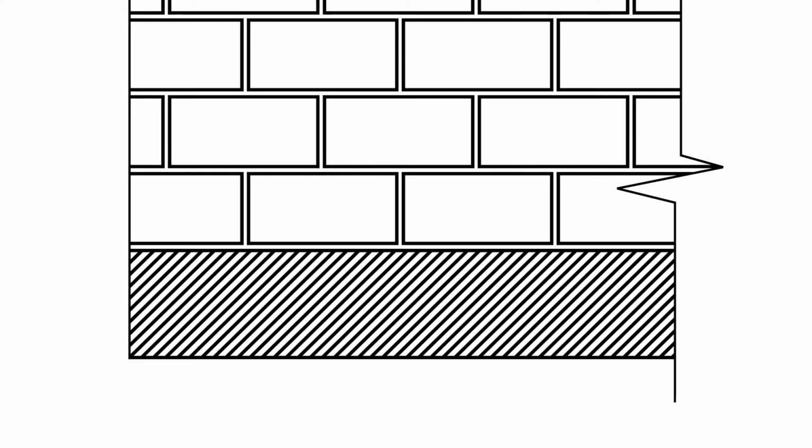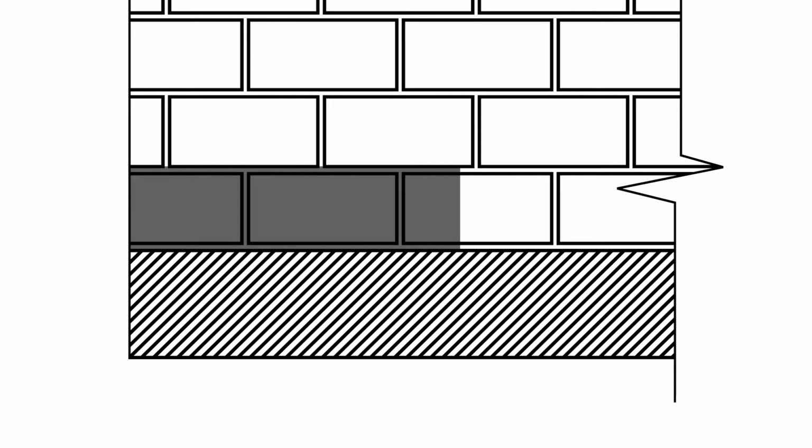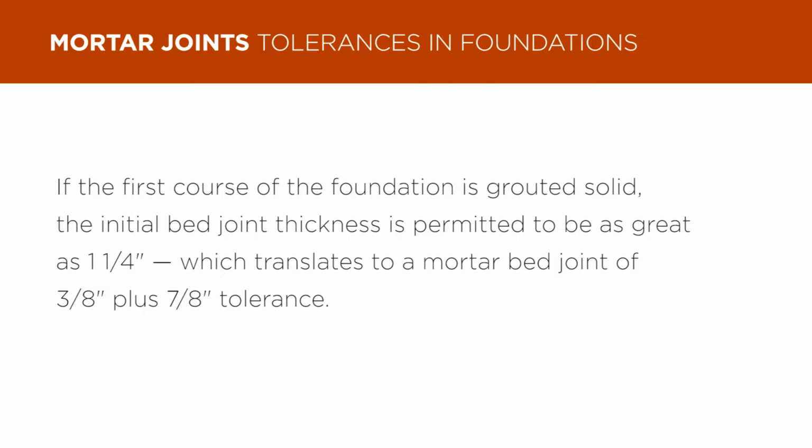When the foundation is too low, more than 3/8 of an inch, the first course of the foundation must be grouted solid. If that is the case, the initial bed joint thickness is permitted to be as great as 1¼ inches, which translates to a mortared bed joint of 3/8 of an inch plus 7/8 of an inch tolerance.